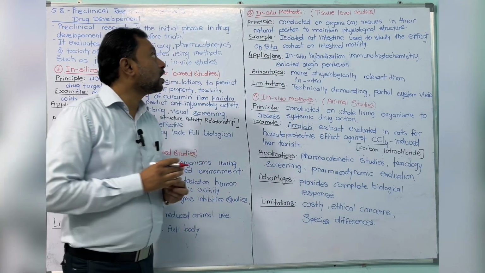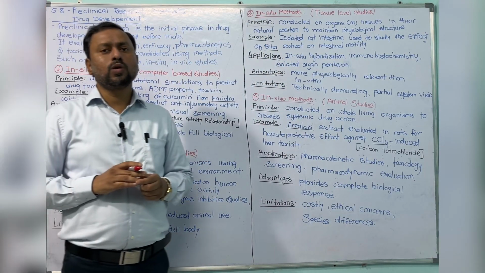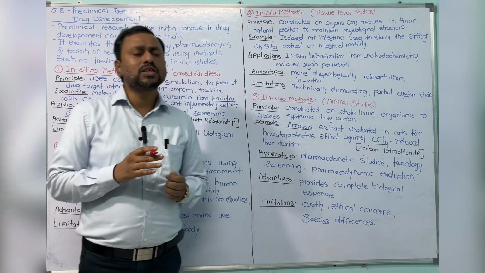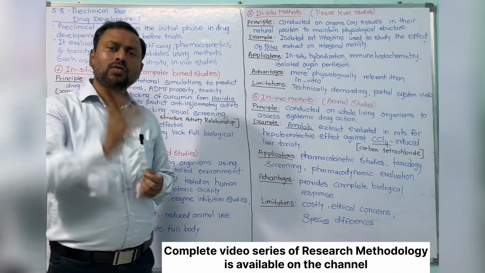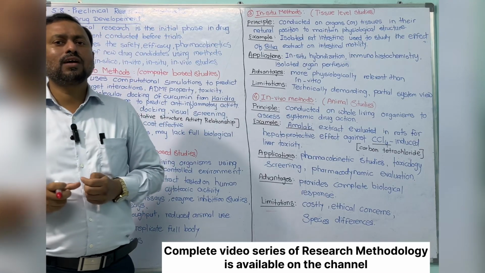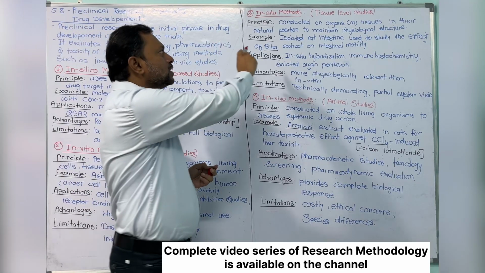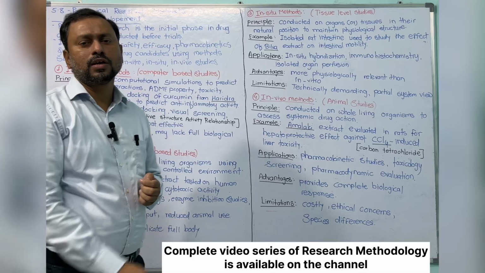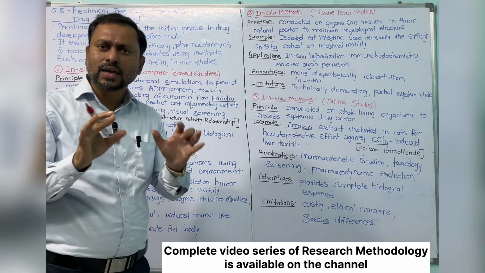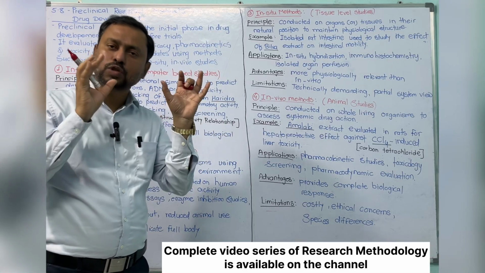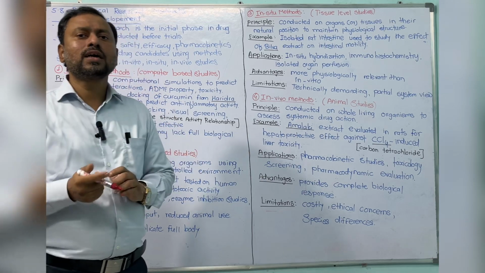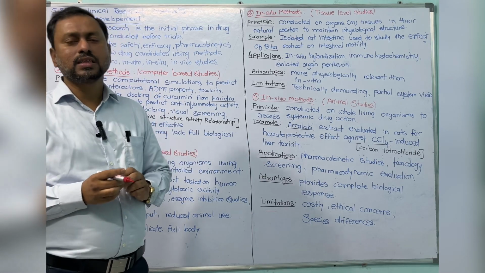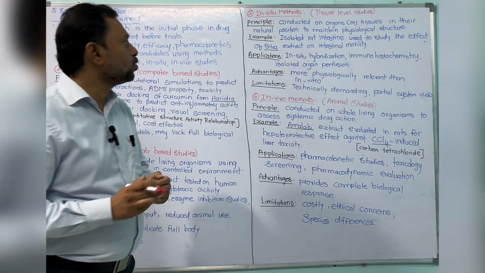The next one, the third one, is the in situ methods. What is meant by in situ? In situ is nothing but the particular location, or inside the location. Here, in situ means a tissue level study. Tissue level study is nothing but keeping the tissue in its physiological conditions, and in that only we are giving our trial drug. This is called the in situ method.